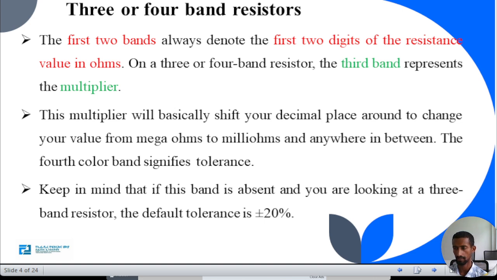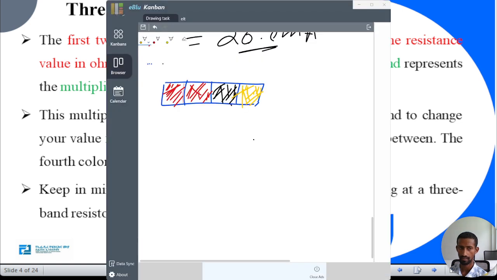The third band represents the multiplier, and this multiplier basically shifts your decimal place around to change your value from megaohm to milliohm and anywhere in between. The fourth color band signifies the tolerance.